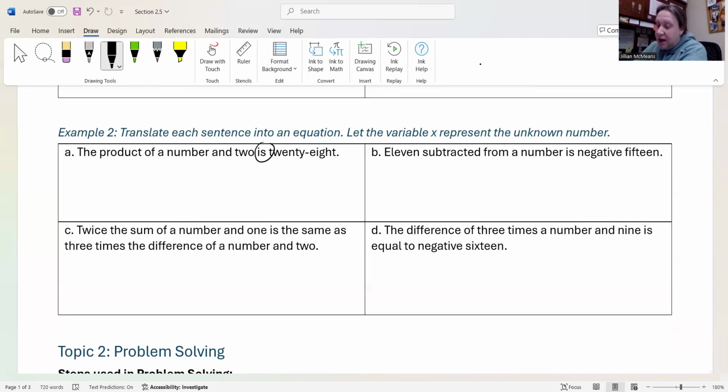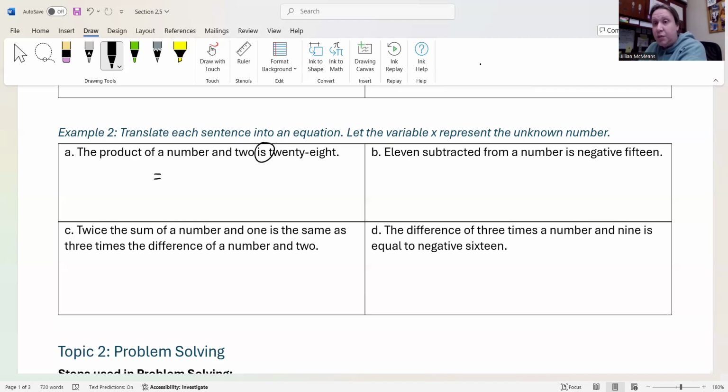Well, is in this case represents my equal sign. So I'm going to write my equals down. Anything before the word is represents the left-hand side of the equation. Anything after the word is represents the right-hand side of the equation. So before is, we have the product of a number and two. Well, product means multiply.